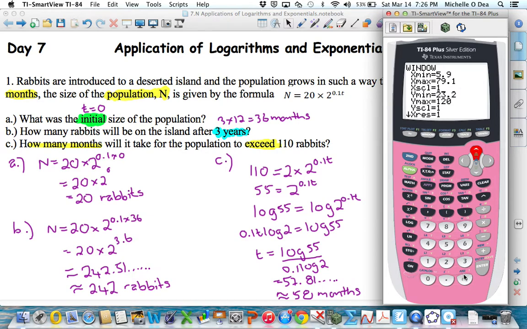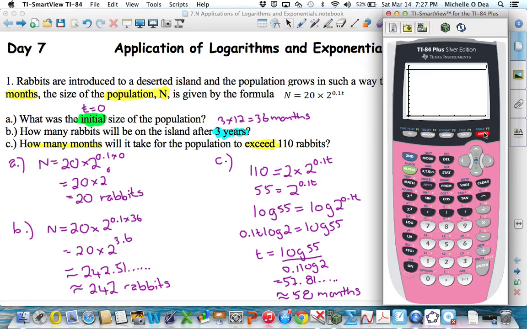Probably want my y min. I'll just make it -1. Might change my y scale to, say, for example, 10, so it doesn't have so many little lines. Also, if I look, my x min, now I'm talking about rabbits and I'm talking about months, so I can't have negative months and I can't have negative number of rabbits. So I'm just going to make my x min -1. My x max, what will I do? I might make that, let's try 50, and we'll make the scale also 10. So look at the numbers you're dealing with to help you decide which numbers to use for your window.